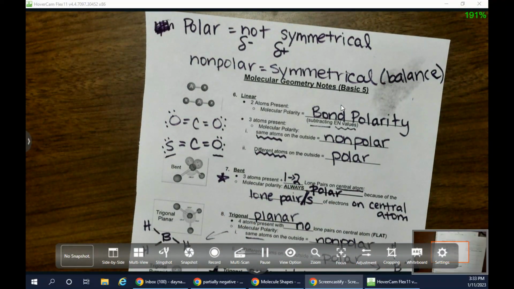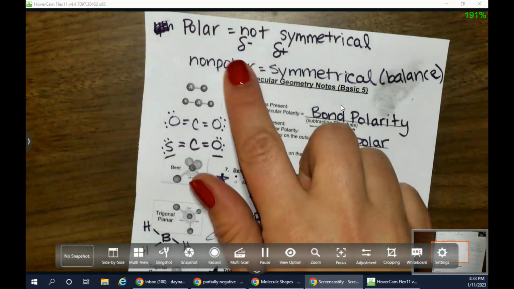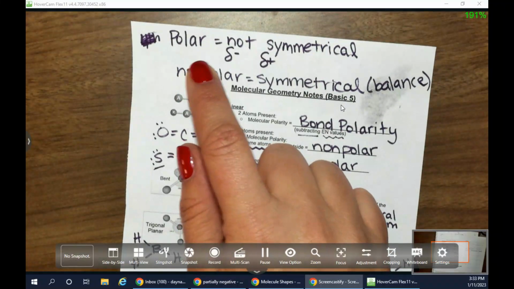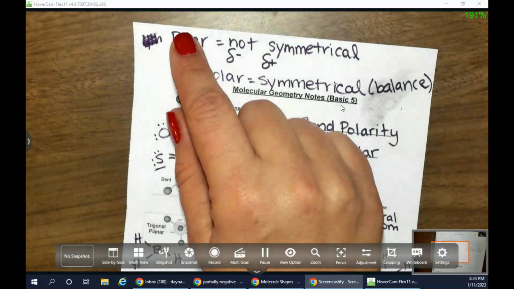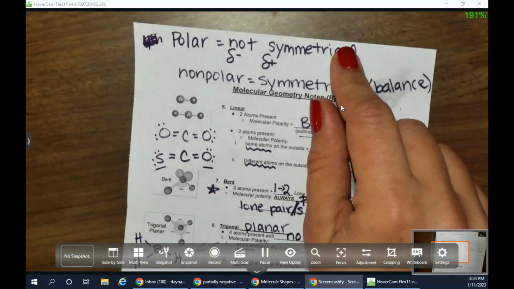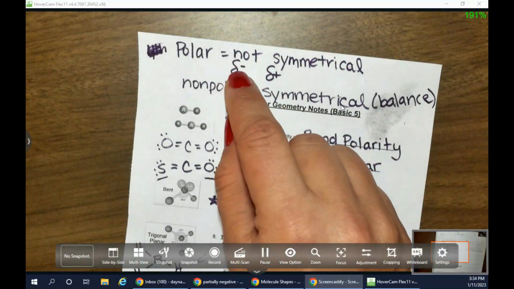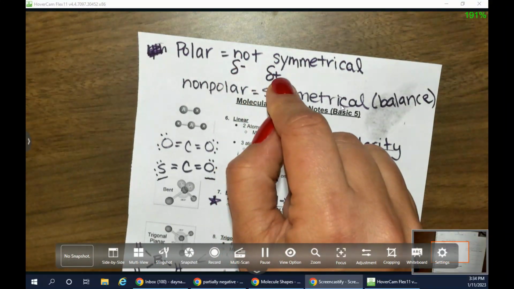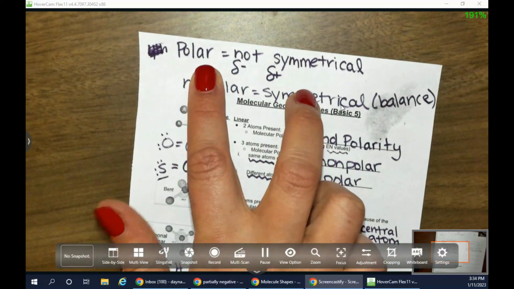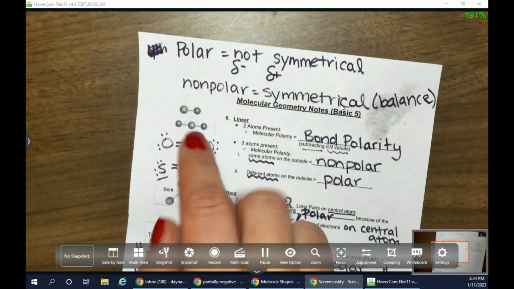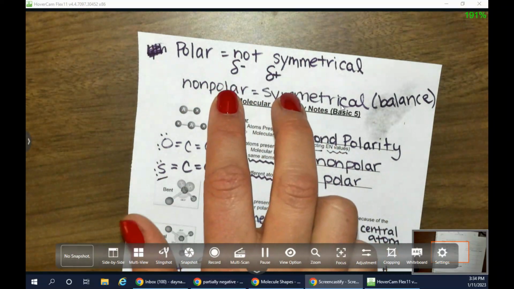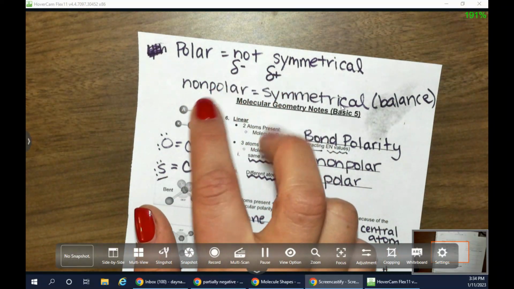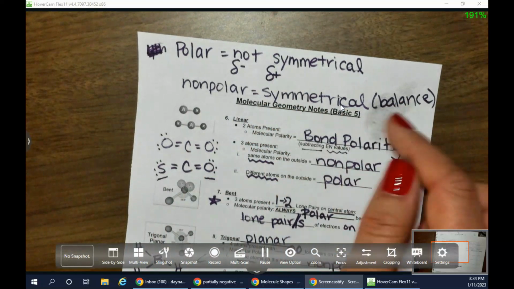Molecule polarity is different. Molecule polarity is looking at the thing as a whole. So a thing that we said yesterday when we're saying polar and nonpolar on these notes was that polar, we're thinking not symmetrical. It's where we have a partially negative and a partially positive side. So you might add that to your top if I didn't make you do that yesterday. All right, so partially negative, partially positive. Those are just lowercase deltas. And then nonpolar would be symmetrical or balanced.